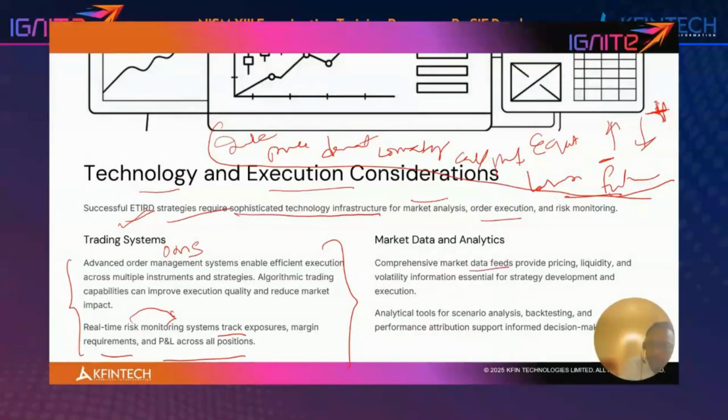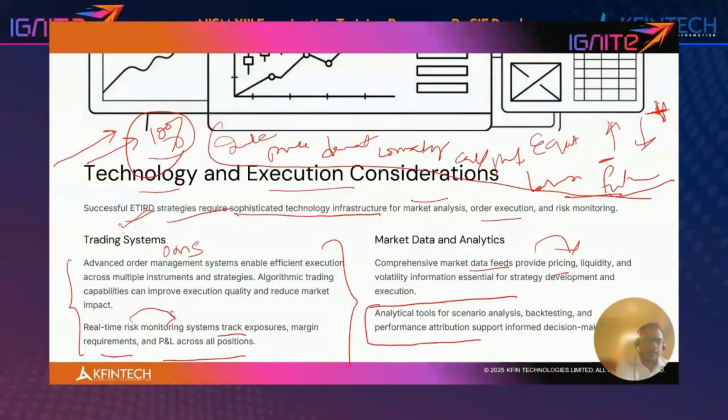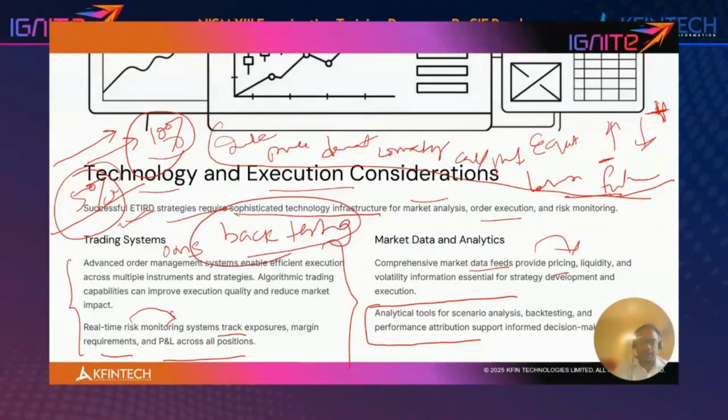Comprehensive market data feeds are required for providing pricing and liquidity information. And a lot of analytical tools are required for scenario analysis and backtesting. What is backtesting? Suppose you created a scenario, say in a 10% market rise, my portfolio will go down by 5%. To actually test this scenario is called backtesting, wherein you put in the data and the model has told you that in this scenario, 5% is your expected loss. You will run the scenario and see whether it is actually 5% or not, which is the backtesting on the data.